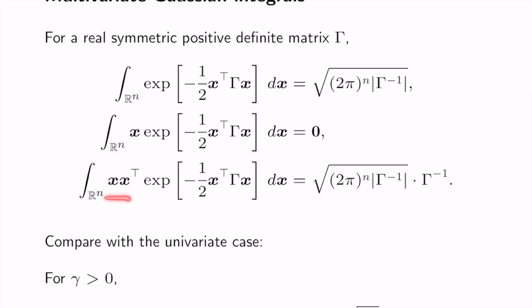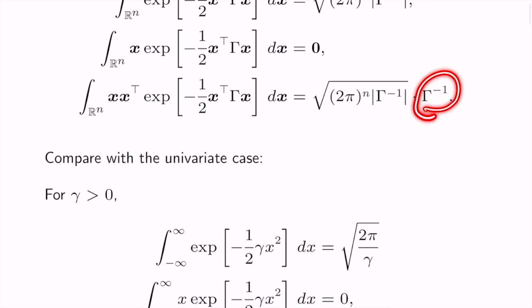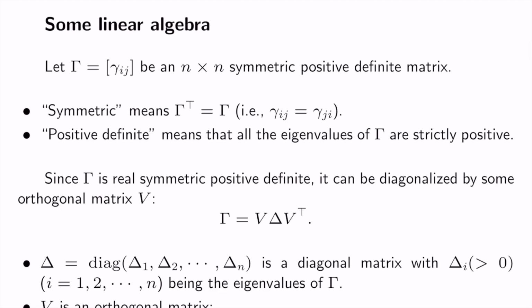For the second moment, x is a column vector, so x transpose is a row vector. So this entire thing is an n by n matrix, and the result is this. This one has the same factor as this one, and here we have gamma inverse instead of 1 over gamma. Before moving on to the proof of those formulas, first let us review some linear algebra.